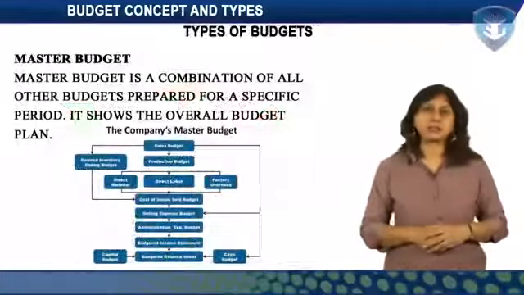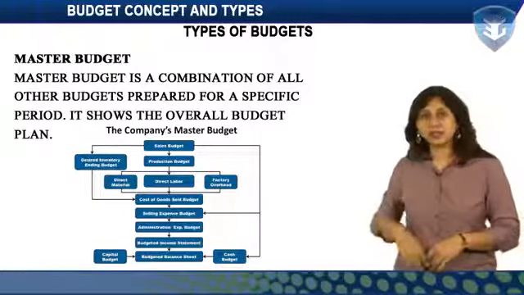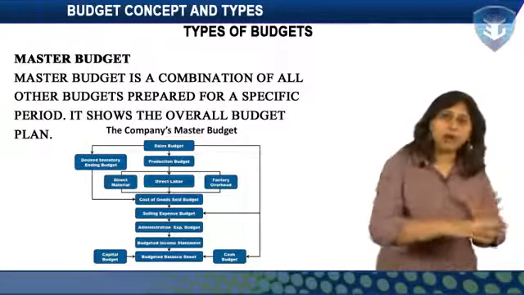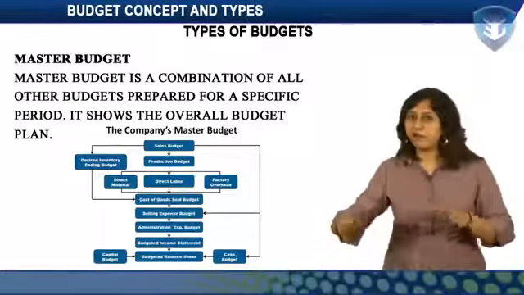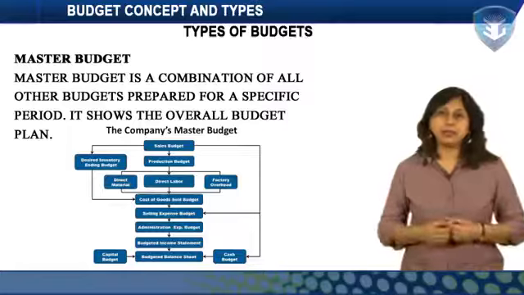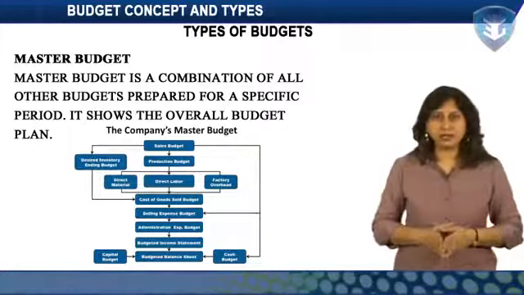Types of budgets. Different types of budgets are described as follows. Master budget. A master budget is a combination of all other budgets prepared for a specific period. It shows the overall budget plan. All the budgets are coordinated into one harmonious unit.